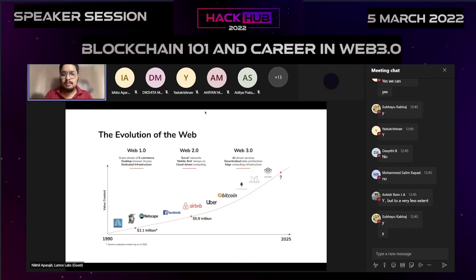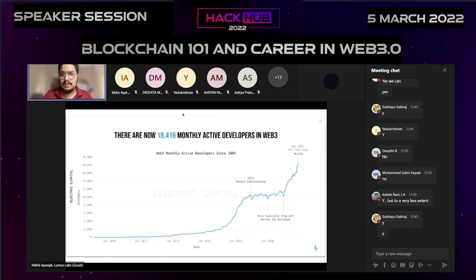So what I mean with this is that this is a very interesting statistic. The Web3 developer ecosystem basically started around late 2009, 2010, right? When Bitcoin started to pick up. Bitcoin is an older technology that came after the 2008 US market crash, right? After that, the Web3 ecosystem and the developer ecosystem have been on the rise. Currently, we have about 18,500 monthly users as of December 2021.